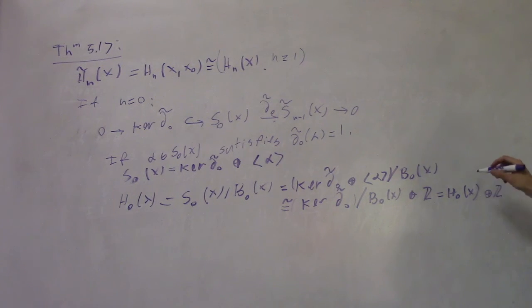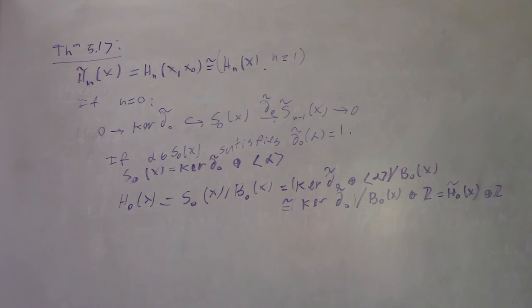This should be tilde. Wait, how does that help us? 5.15, that's the rank corollary. Isn't that the one we understood? Yeah. So it says that the rank of H naught of X is going to be the number of path components, minus 1, plus 1. Oh, okay, sorry.